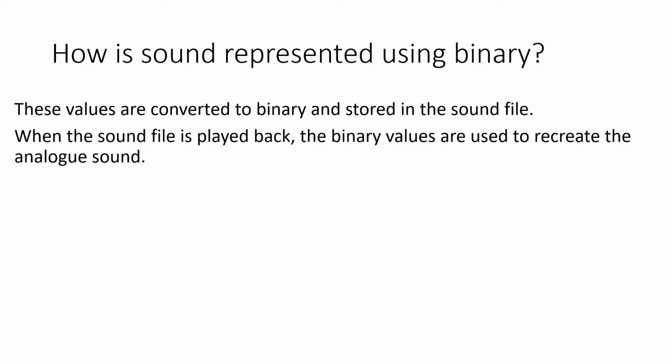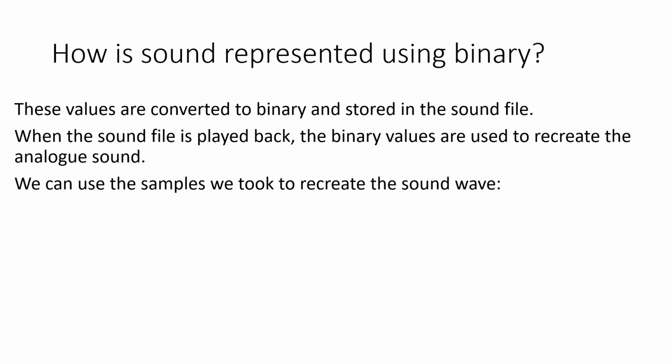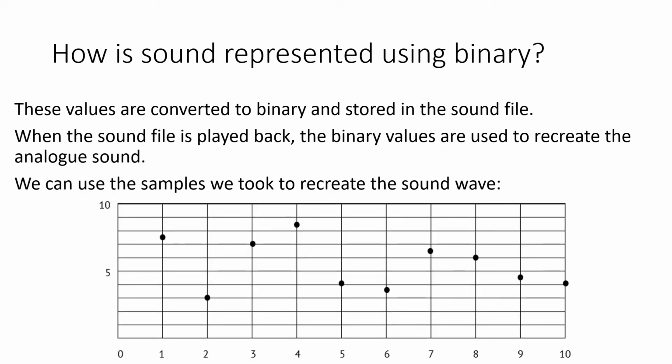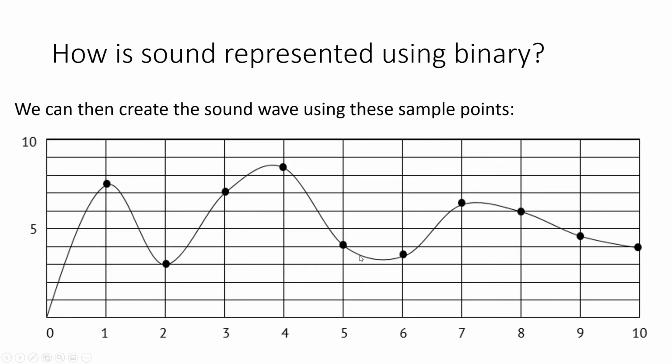When you play back that sound, the binary values are then used to recreate the analog sound. What do we hear analog sound in? Headphones, speakers, something like that, which will hit our eardrums, make them vibrate, and then we'll record what that sound is with our brain. And those samples you could use to recreate a sound wave. Remember we had time sample 1 was at 7.5, 2 was at 3, and so on. And then you can join the dots to get you a sound wave.